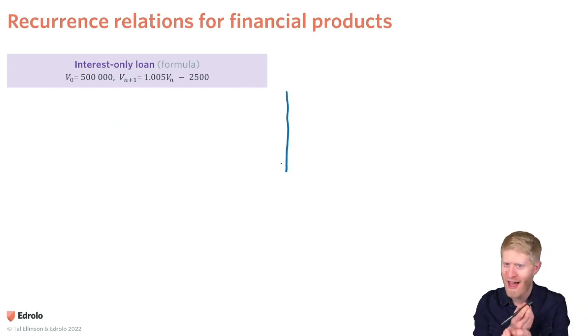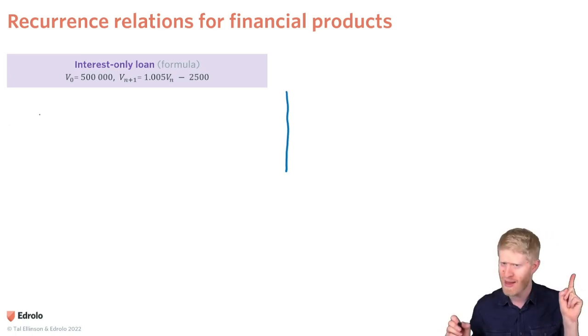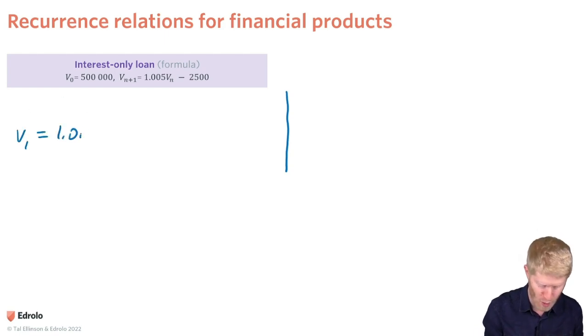Are you getting a hang of how these recurrence relations tell us the story of the financial product? What's this thing called an interest-only loan? Okay, it looks mathematically the same as a perpetuity. Again, we have the case of a loan. I get $500K from the bank. Let's see what happens after 1 month.